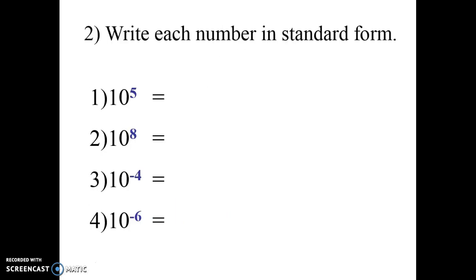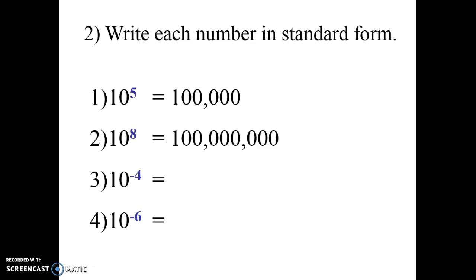Let's write each of these numbers in standard form. 10 to the 5th should be written as a 1 with 5 zeros. 10 to the 8th is a 1 with 8 zeros. 10 to the -4, I would have to take my decimal, which is at the end of the 10 here, and move it 4 places to the left to get 1/10,000th. And 10 to the -6, I'd have 0.000001 because I had to move the decimal 6 places to the left.